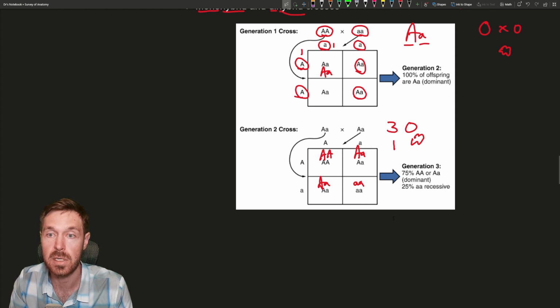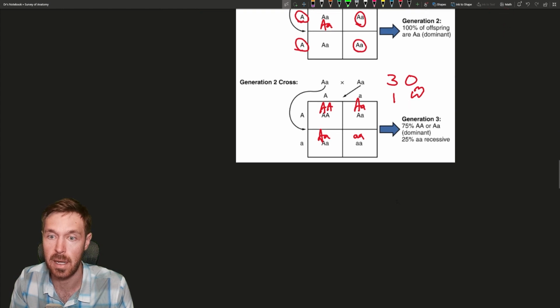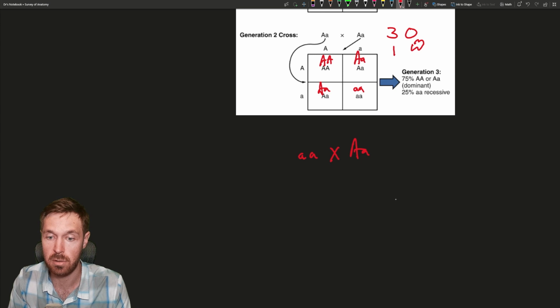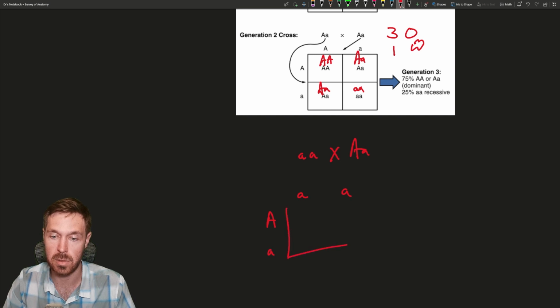So you can do all these sorts of crosses. Let's say we have a recessive individual, and you cross it with a heterozygous parent. So you could do this cross. These ones can go across the top, and these ones you go down like this. And then when you do this cross, you draw out your Punnett square, and then you fill it in.